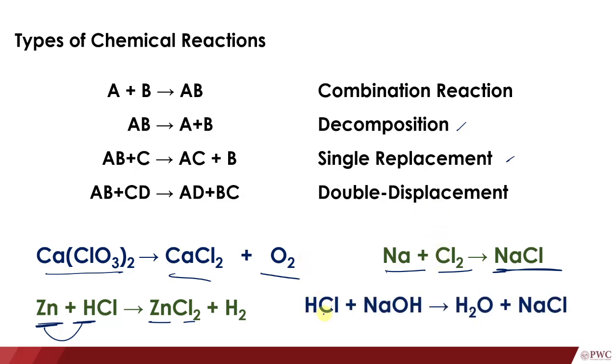Then here, we have this hydrogen, it partners with OH, making H2O. Then this Cl partners with Na to form NaCl. So they exchange partners. So this one is a double displacement reaction.